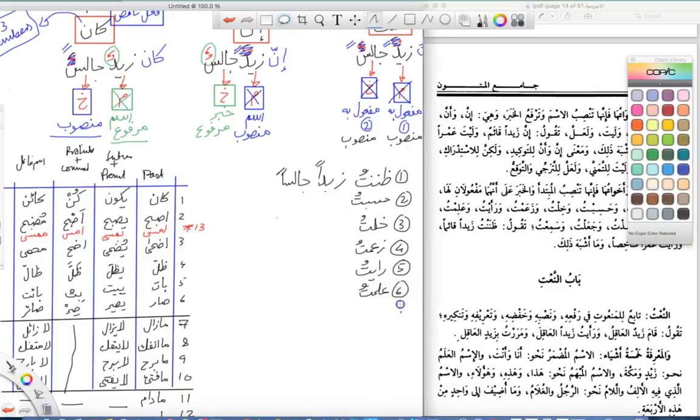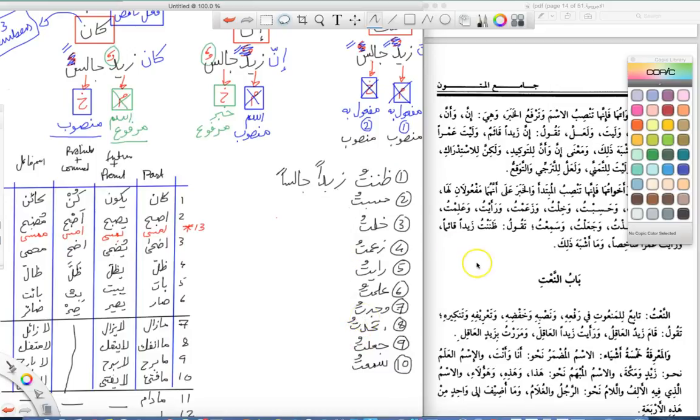Number 7, وجدت. So وجدت, I found Zayd sitting. Number 8, اتخذت. So اتخذت, I took Zayd sitting. I took. Like you say I took an idea. I took a concept. Number 9, جعلت Zayd jalisan. I made Zayd sit. And number 10, I heard. سمعت. So notice all of these are with the meaning of the mind, the heart.